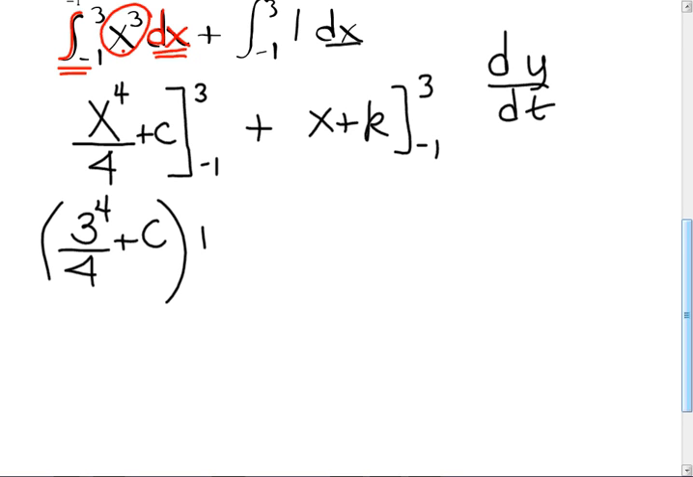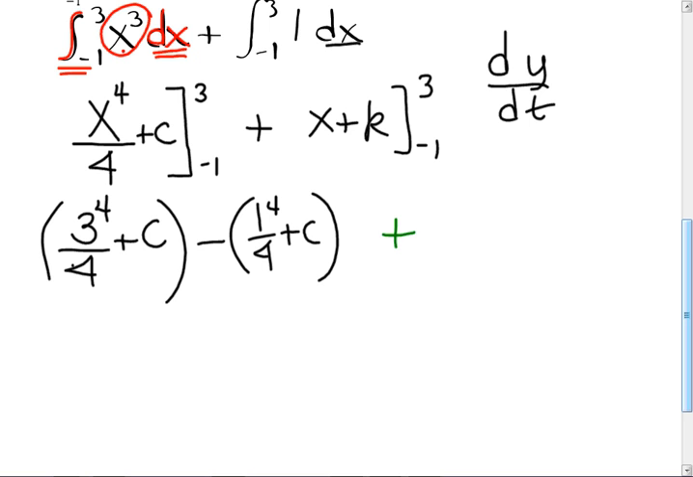This is the first antiderivative evaluated at 3 minus 1 to the 4th over 4 plus c. What's going to happen to the c's? They're going to cancel out. Do I need them? I only need them if I don't have numbers here, because they're always going to cancel out. Let's do the next one.